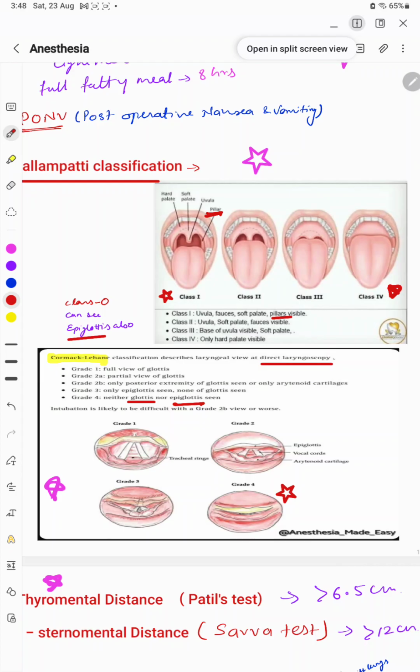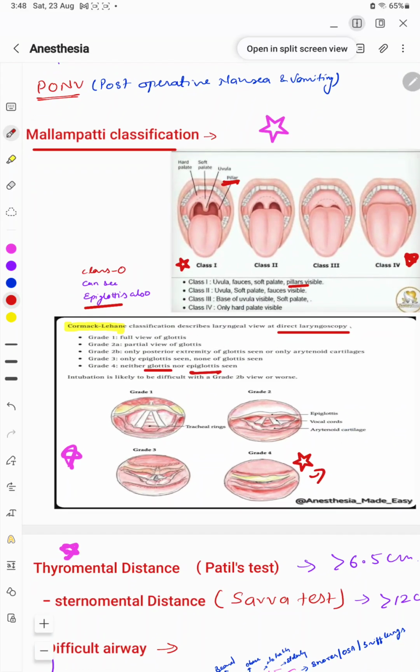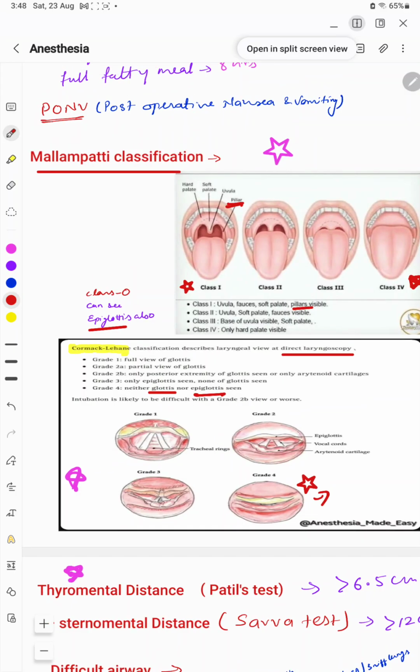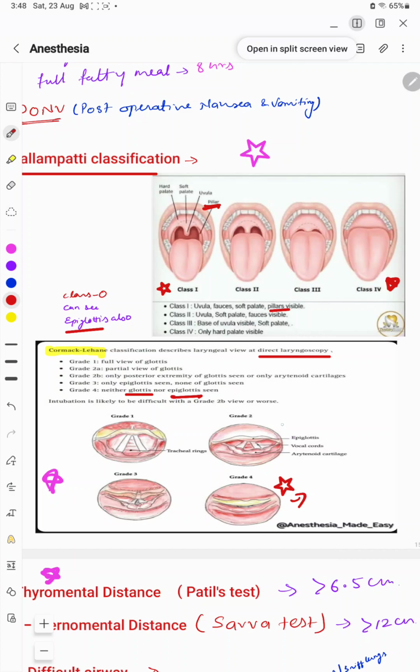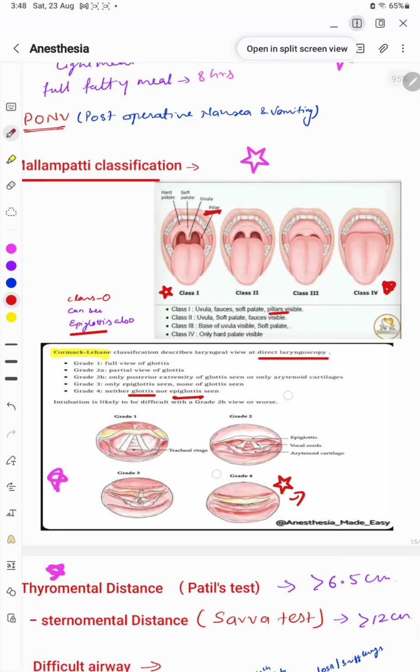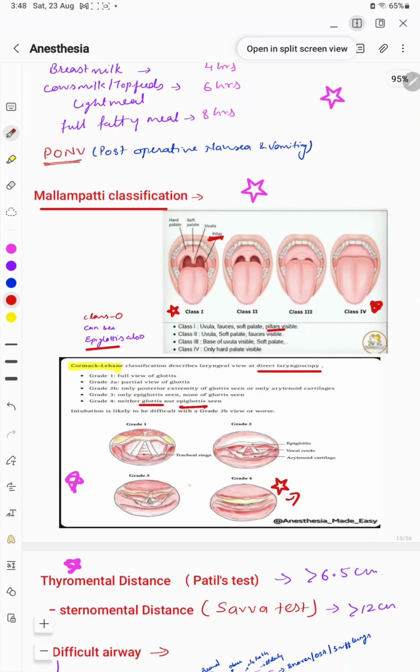They give a picture and they say a person is doing laryngoscopy, and they see an image like this, and which is the classification. They can ask the name, Cormack-Lehane, or they can ask which grade is grade 4. And you can remember: when you can see the full glottis, like you can see everything, this is full glottis, grade 1. When you see only the posterior extremity of the glottis, it is grade 2, and only epiglottis seen is grade 3.